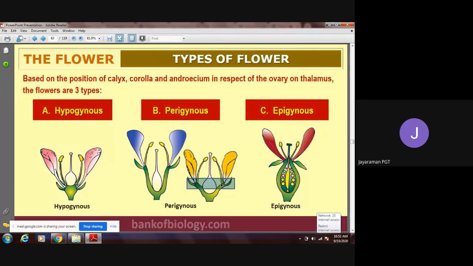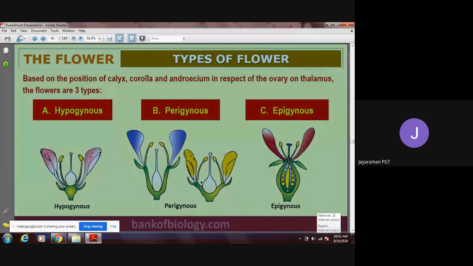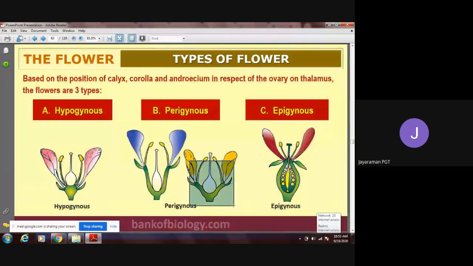This picture is somewhat confusing. You can ignore this picture. It's a little bit up actually, but this is the correct picture. So this picture is the correct picture of the perigynous flower. Somewhat not down, not up also. It is middle. Peri means surrounding the gynoecium. When the flower parts arise at the middle level of the gynoecium, that is known as a perigynous flower.